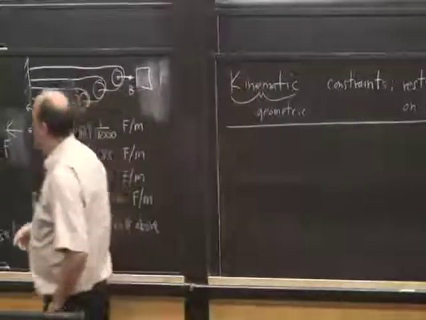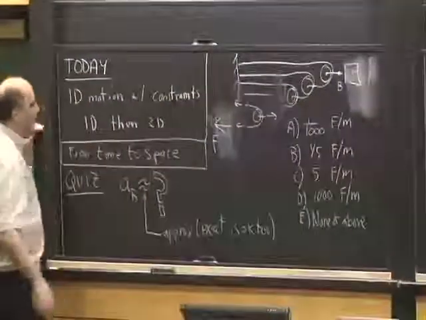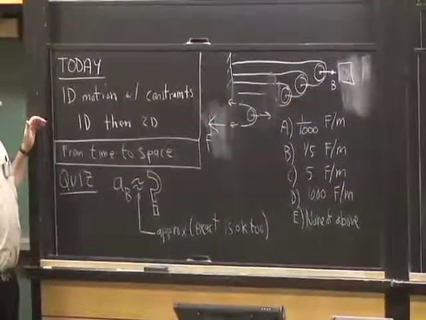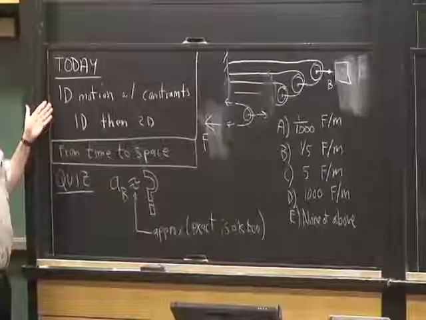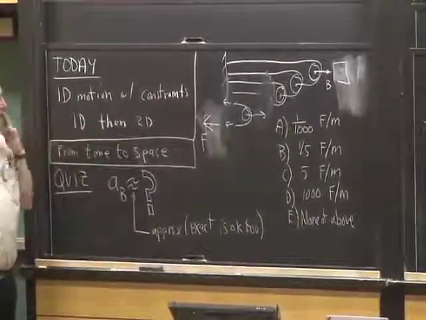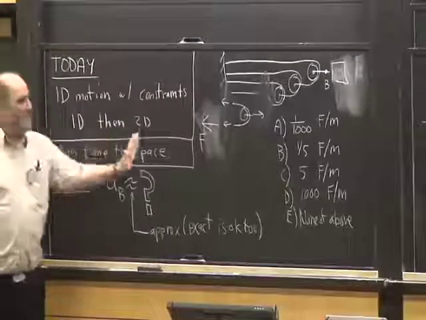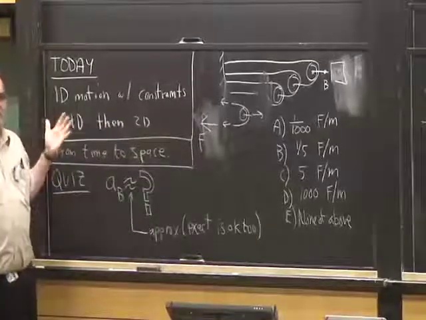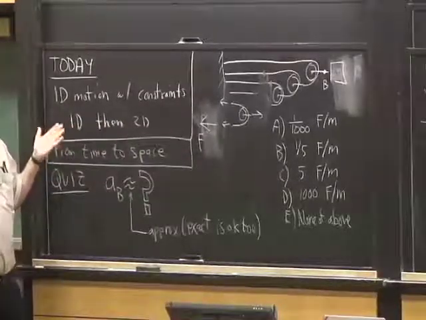Okay. Today we're going to go on with 1D motion with constraints. The first example is pulleys, and then I'll show you another example. Then we want to move on to two-dimensional problems. Overall, what's happening in the course is we're moving from being worried about time to being worried about space.